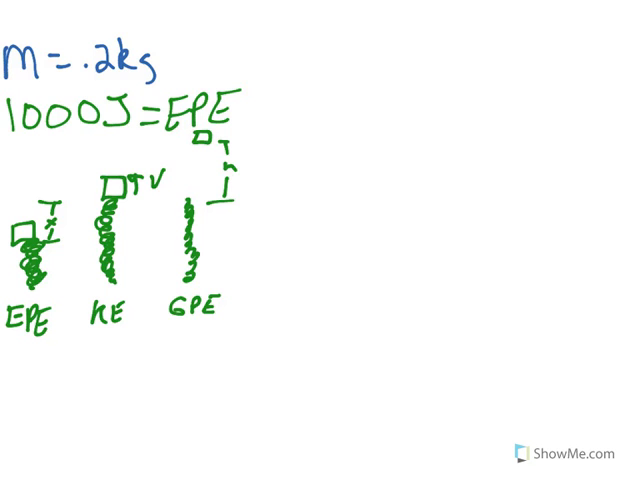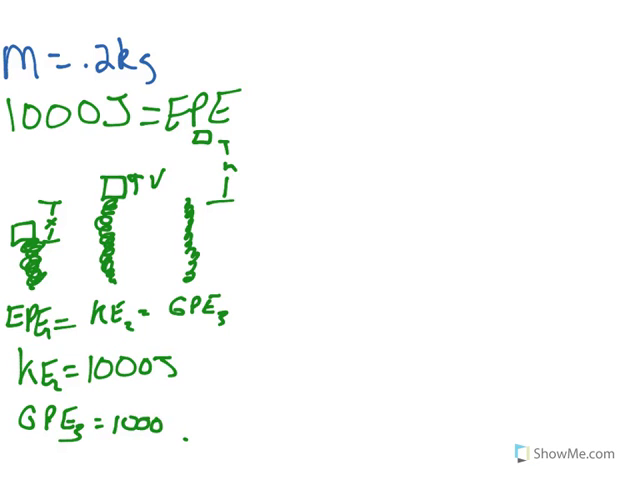Now, since energy is conserved, and it doesn't mention anything in the problem about losing energy, we can assume these three things are equal, which means that the kinetic energy at this point should equal 1,000 joules. We'll just call this point 1, point 2, and point 3. And so the kinetic energy at point 2 should be 1,000 joules, and the gravitational potential energy at point 3 should be 1,000 joules, because all the kinetic energy should be lost here. There should be no elastic potential energy there, and there should be no kinetic energy or gravitational potential energy there. So they should all be equal.